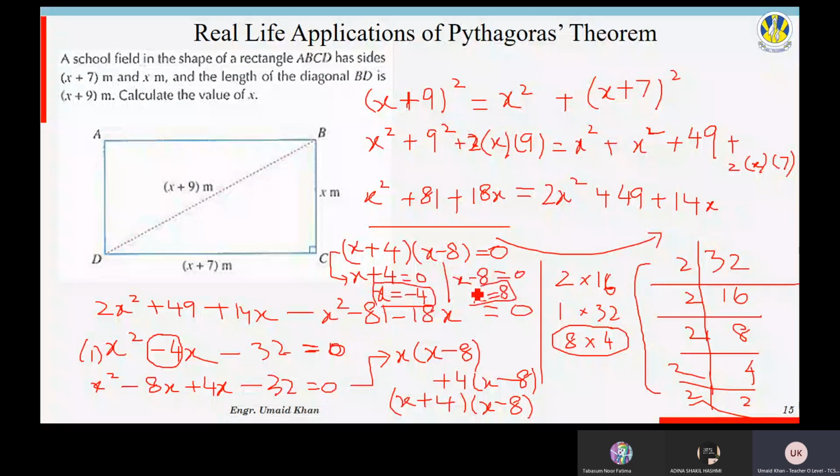So it means that for these values of x, if you put x equal to minus 4 and if you put x equal to 8, again you will get 0. Okay. That is the next question.